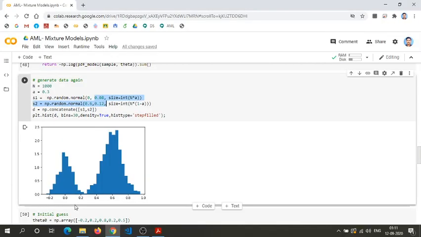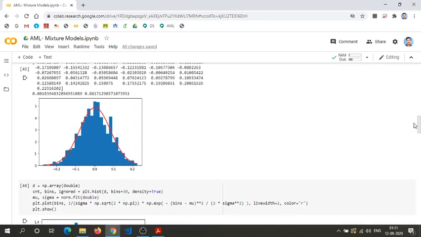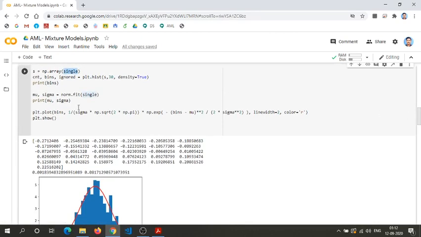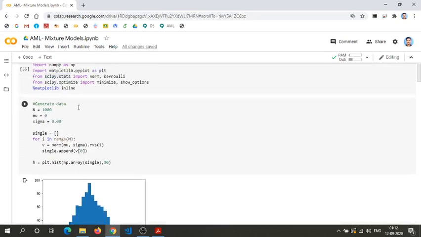We'll go back and see here. So you have this data. Single is our first data, 1000 data points, and all of them come from this mu and sigma.